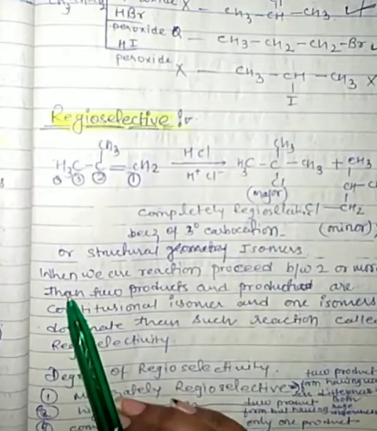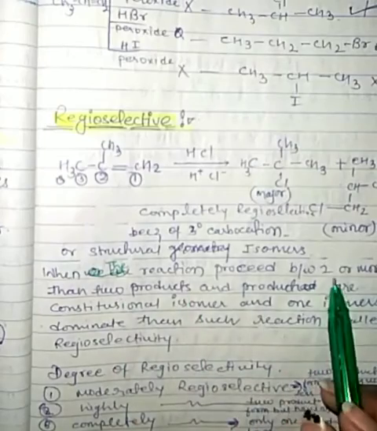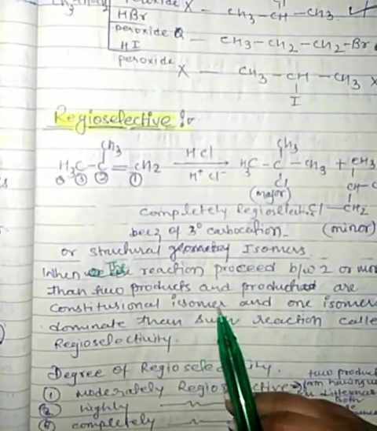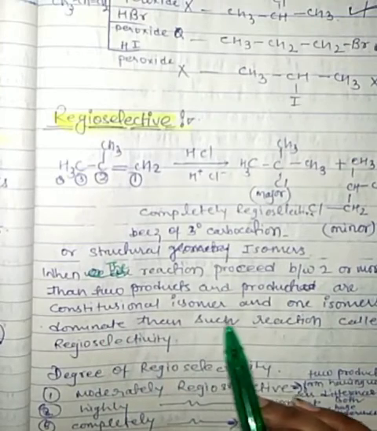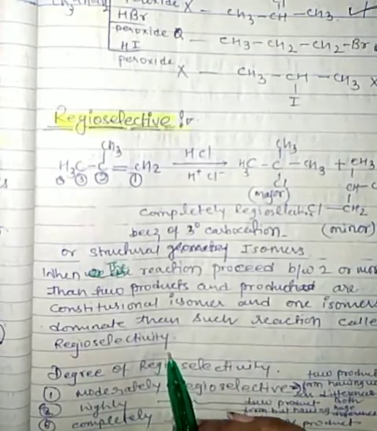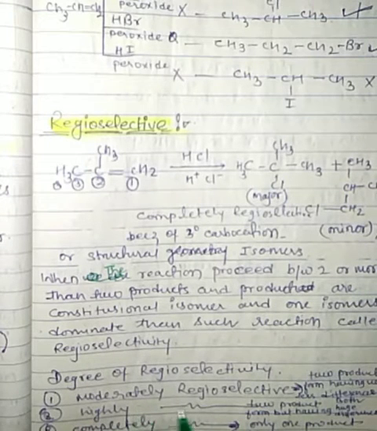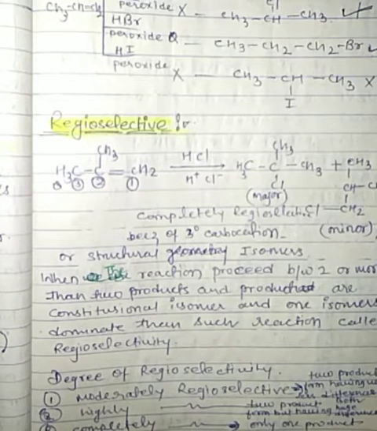When the reaction proceeds to two or more products and the products are constitutional isomers and one isomer dominates, then such a reaction is called regioselective. Degrees of regioselectivity: first one is moderate regioselectivity, in which two products form having very little difference between them. Second one is high regioselectivity, in which also two products form but having a huge difference. And third one is complete regioselectivity, in which only one product forms.